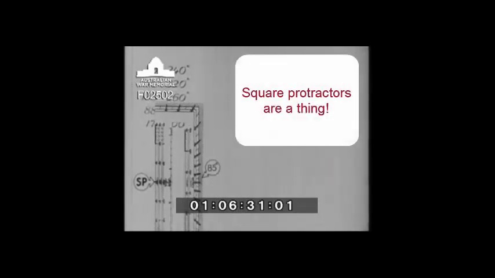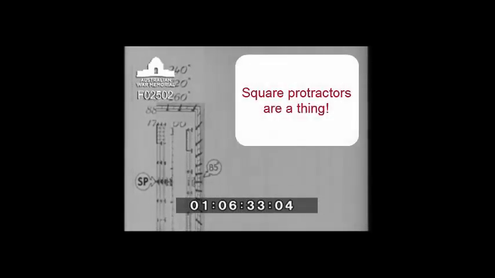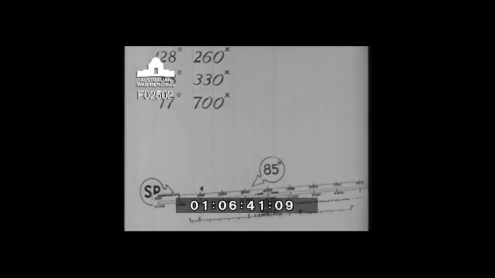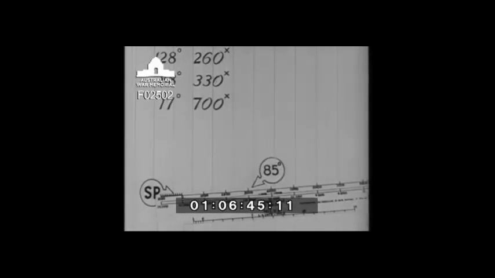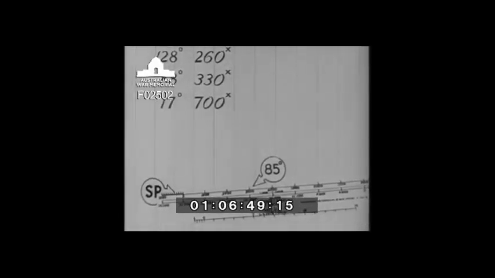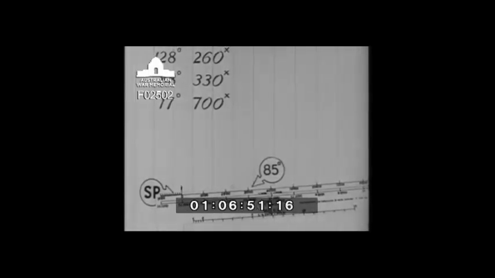They started off on a bearing of 85 degrees, and the distance traveled on that bearing was 240 yards. He uses any convenient scale on the protractor to express the distances. Using each primary division on the top scale to represent 100 yards, he marks off the distance representing 240 yards. 40, 140, 240 yards.